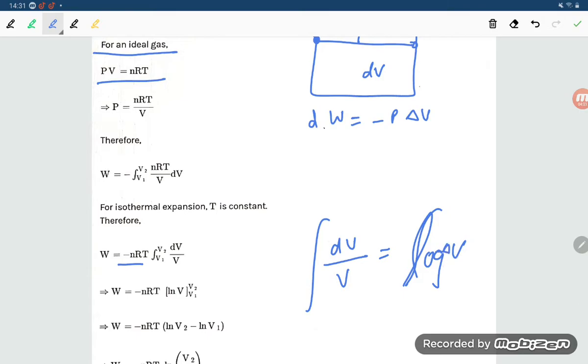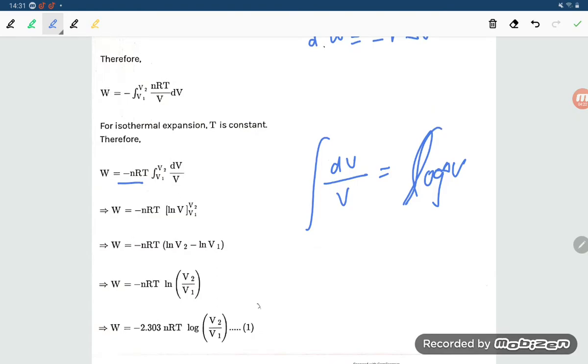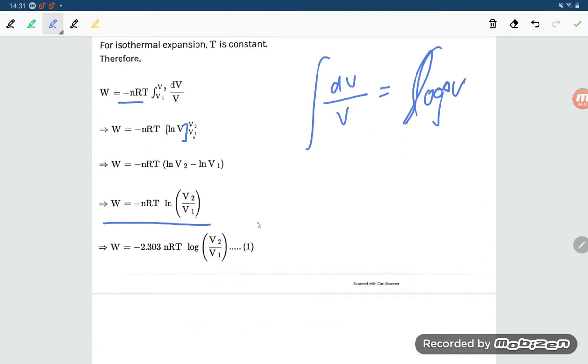Now we remove the integration sign and apply the lower and upper limits. So ln V between the lower and upper limits gives W equal to nRT times ln V2 minus ln V1. So W is equal to minus nRT ln V2 upon V1.